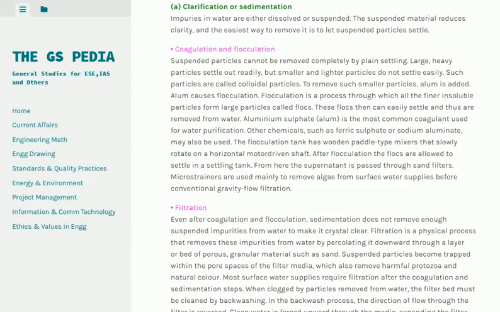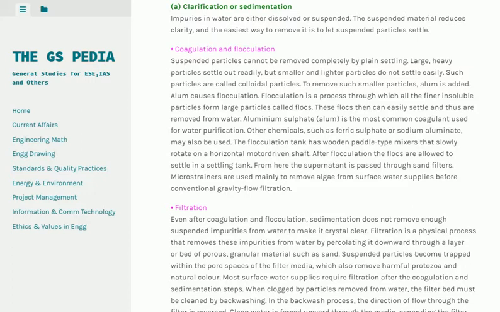To remove such smaller particles, alum is added. Alum causes flocculation. Flocculation is a process through which all the finer insoluble particles form large particles called flocks. These flocks can then easily settle and thus are removed from water. Aluminium sulfate, alum, is the most common coagulant used for water purification. Other chemicals, such as ferric sulfate or sodium aluminate, may also be used.